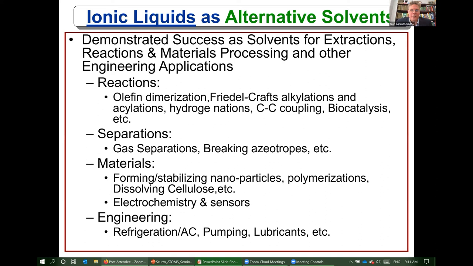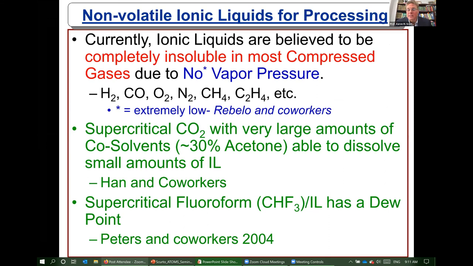Because ionic liquids have very, very low vapor pressures, for instance, I'll be showing the hexyl methyl imidazolium bis(trifluoromethylsulfonyl)amide ionic liquid. It's a model ionic liquid. It has a measurable vapor pressure, but if you extrapolate it to room temperature, we're talking about vapor pressures on the order of a nanopascal. So for all intents and purposes, they are non-volatile.